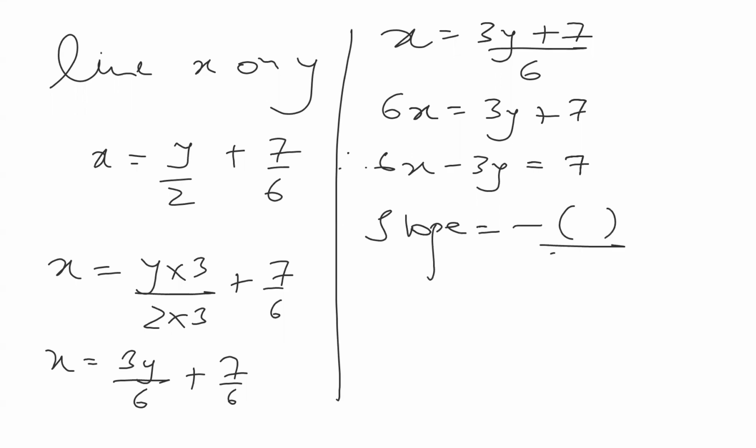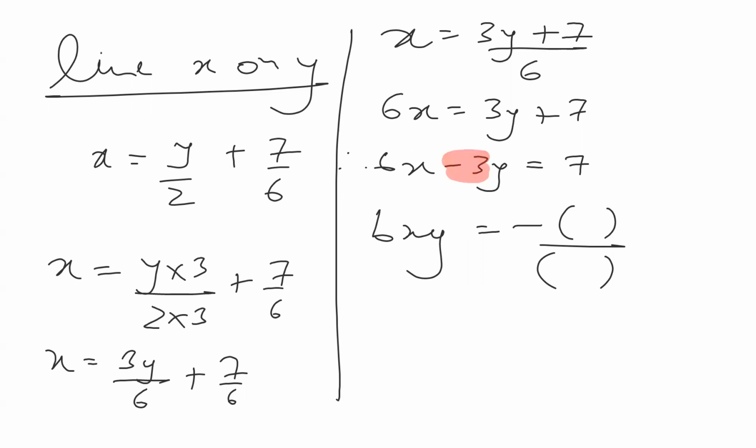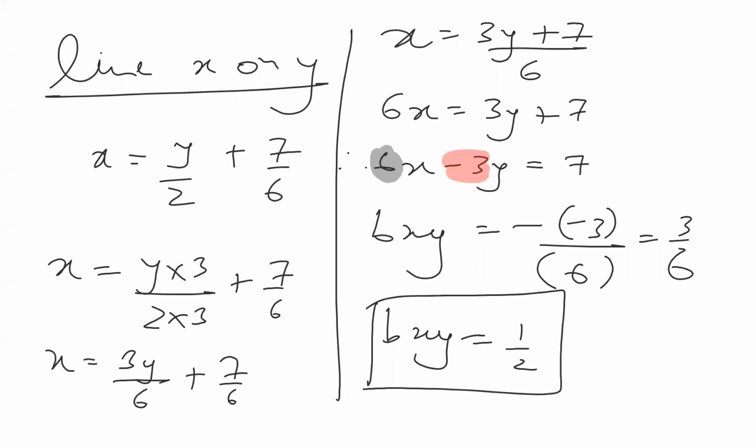And this time, not slope, sorry, we'll write bxy because the line is x on y. So let bxy is equal to minus b by a. Now this time it is minus b by a. B is the coefficient of y, that is minus 3, and a is 6, so minus of minus 3 by 6. Bxy is equal to half.